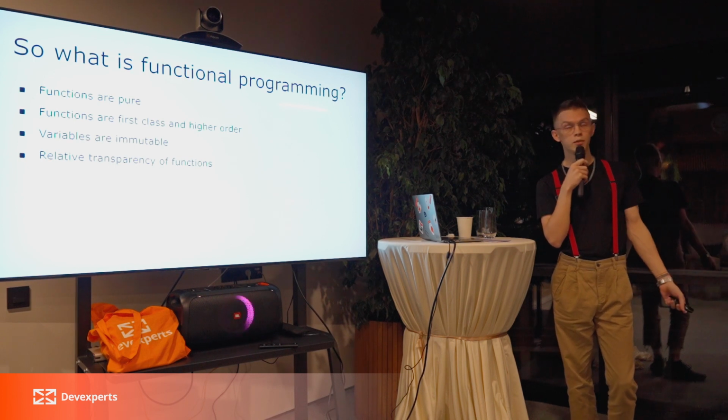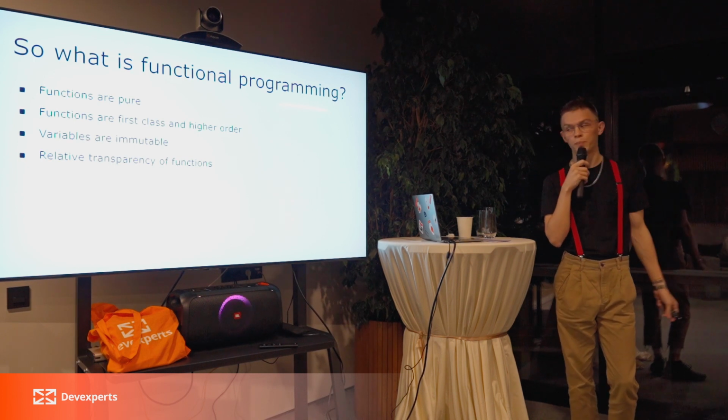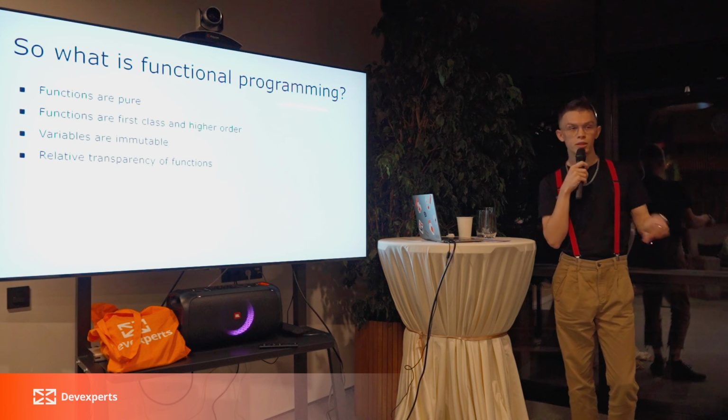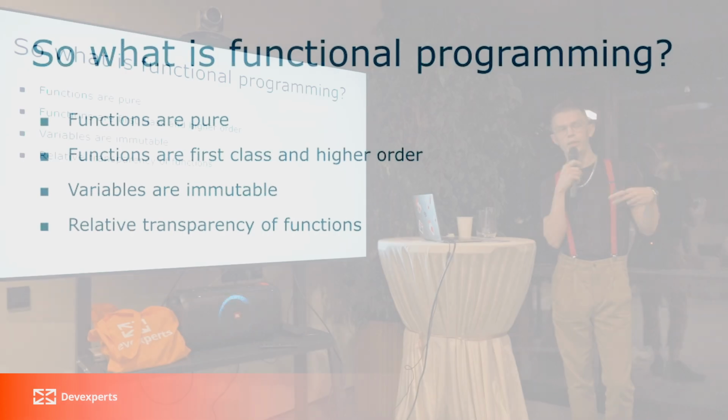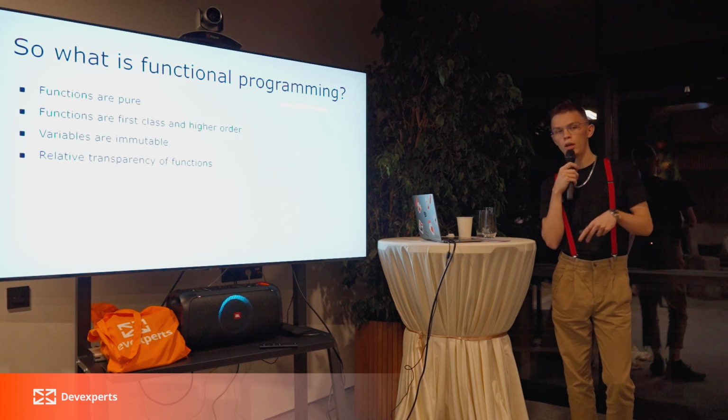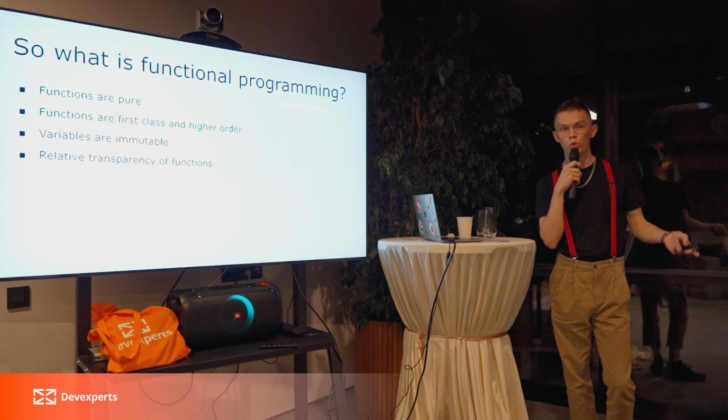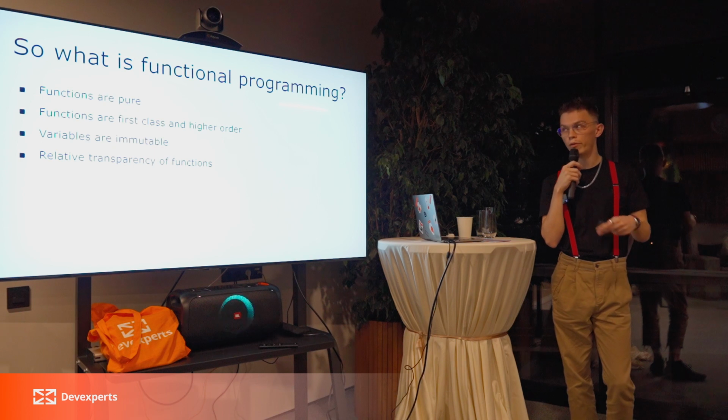Let's start in the beginning. What is functional programming? Functional programming is about pure functions. Functions are first class and higher order. Variables are immutable, and there is referential transparency of functions. If you don't understand some point here, don't be scared. I will clarify every point here.